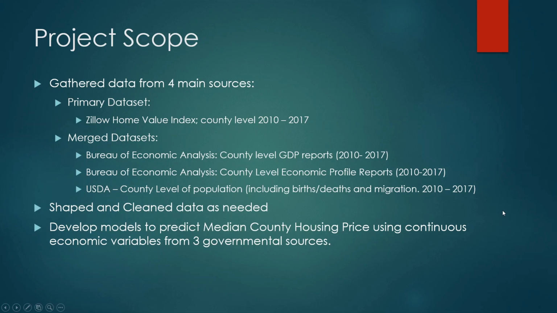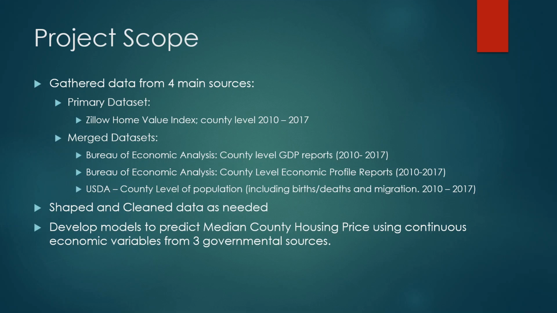The project scope is that I gathered four main data sources. I got the primary data set, which is the Zillow Home Value Index at a county level, and I used the dates from 2010 to 2017. These are monthly values that are calculated by Zillow and published. They do extend farther back, but the further back you go, the more sparse the data becomes. As the data sets evolved, additional counties have been added into it. With that primary data set, I've merged in the data sets from various government data sources.